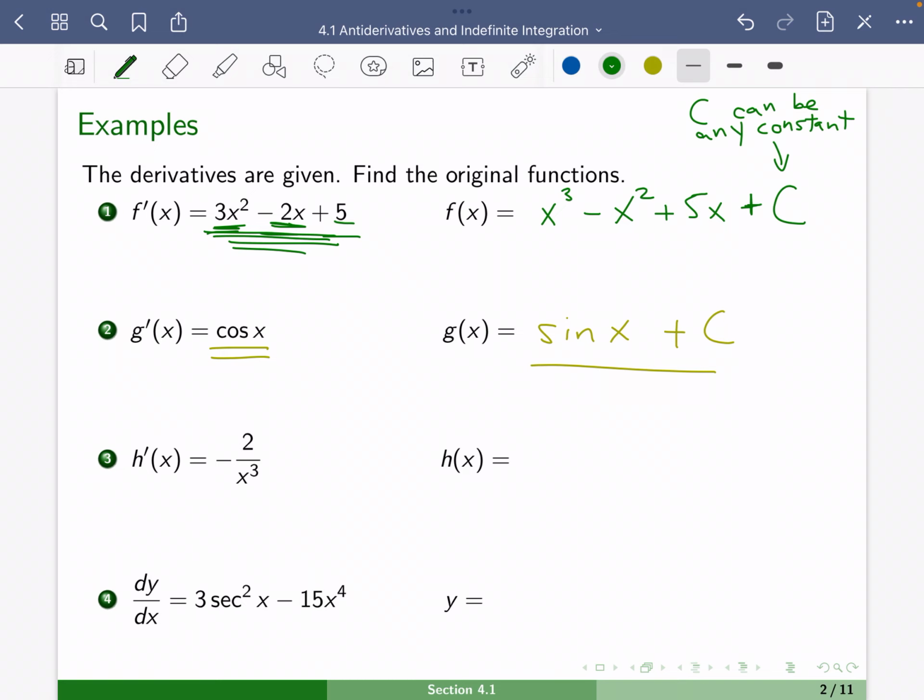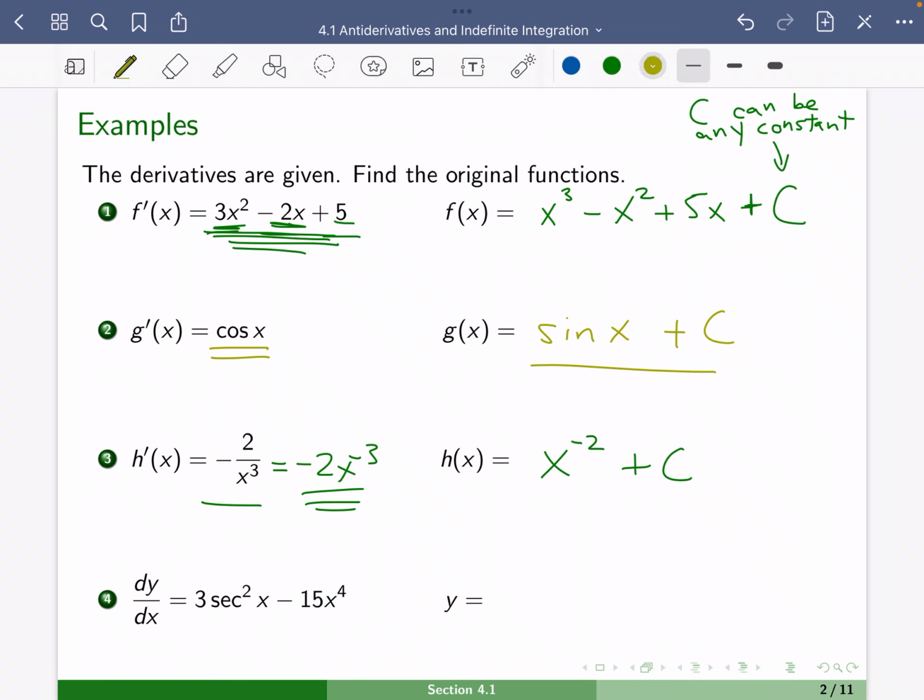All right, let's look at our next one. Here we have negative 2 over x cubed. Another way that we could write that is negative 2x to the negative 3. So what has negative 2x to the negative 3 as a derivative? x to the negative 2. If you were to bring that power down and then subtract 1 from the power, you would get negative 2x to the negative 3. Am I missing anything? Oh yeah, don't forget, we can add any old constant. So that plus c needs to be there.